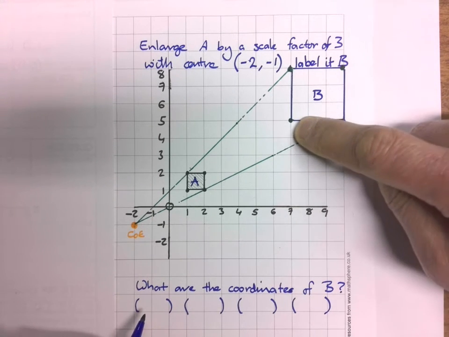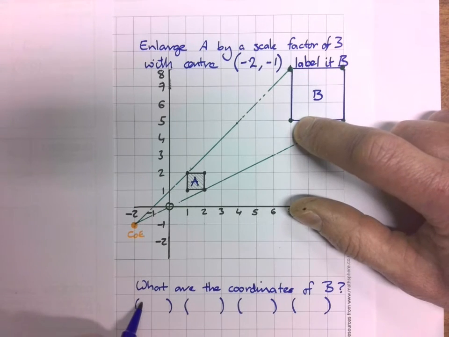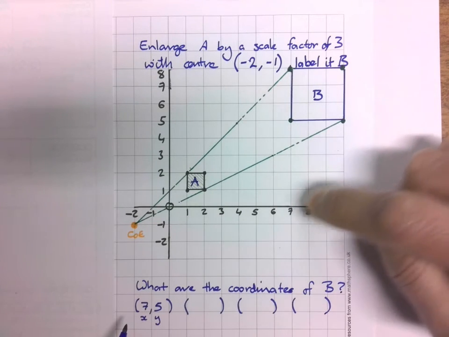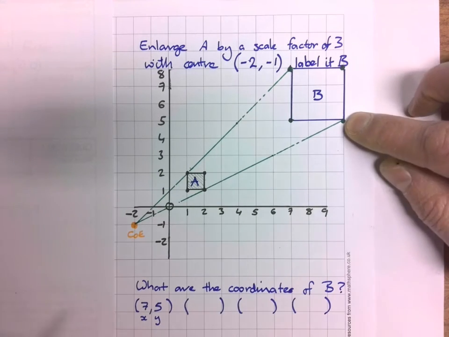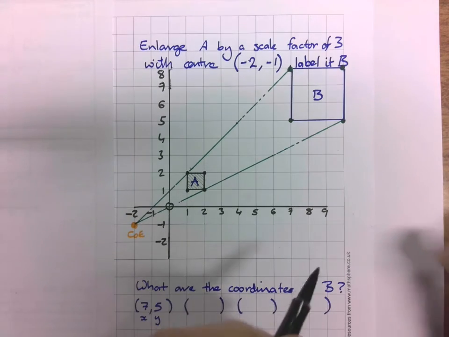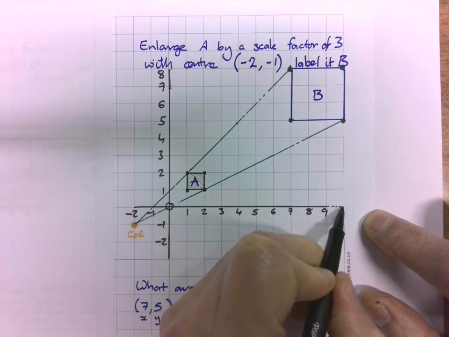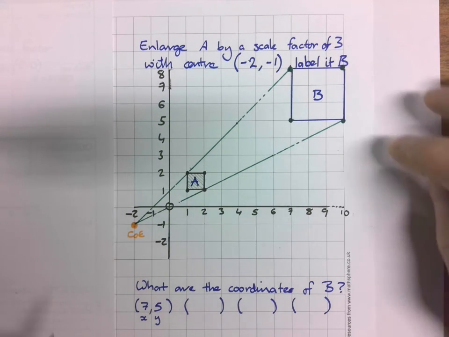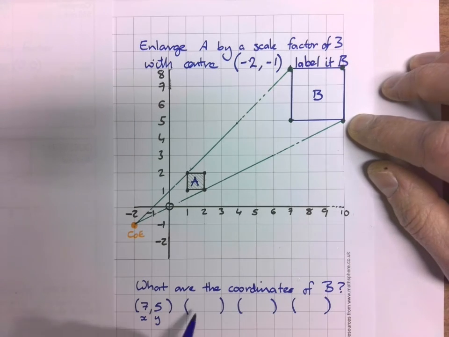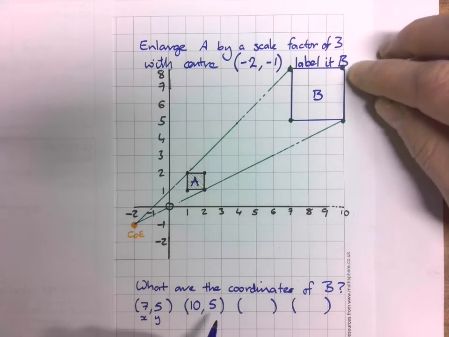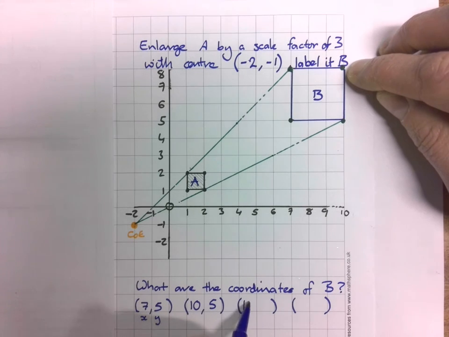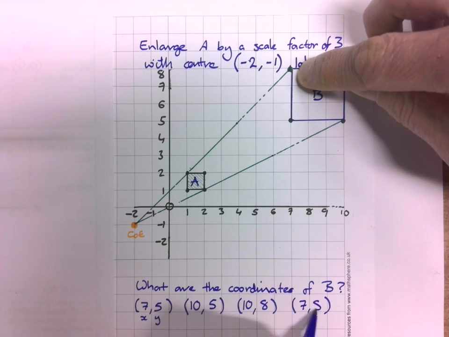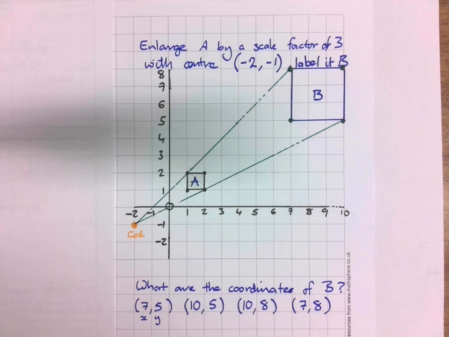So this point here is going to be, what, 7 and 5. Remembering in coordinate space we are doing X and then Y. And the next one along, oh, hang on, I need to just extend my numbers a little bit. 10. So this one is going to be 10, 5, isn't it? 10, 5, and this one is going to be 10, 8, and this one is going to be 7, 8. Okay, and then we're done. Have a go at the Hegarty clip.